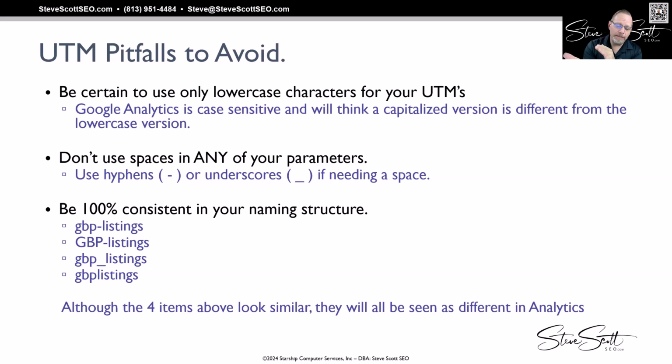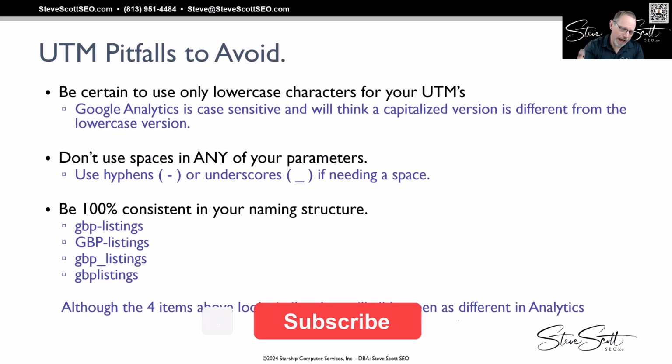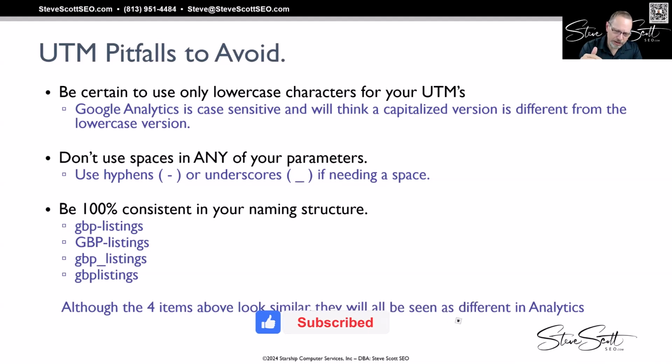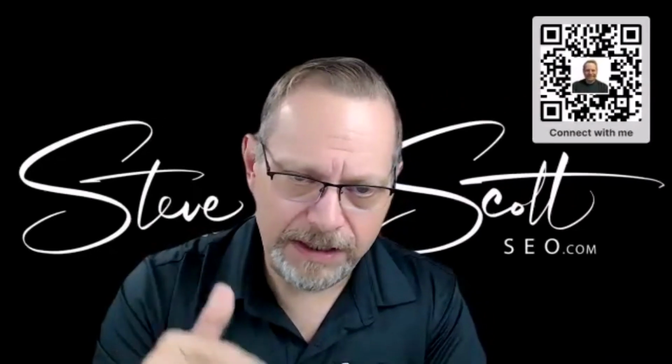And again, be consistent. GBP dash listings all lowercase versus GBP uppercase dash listing versus GBP underscore listing versus GBP listing without the dash. Those are all different. And if you inadvertently put one in differently than the other one, it's going to throw things off. So although they look similar, they're going to be seen as different things in analytics. So again, kind of tracking this up front, putting together some form of trackable listing information is going to be your best bet in keeping this thing consistent.